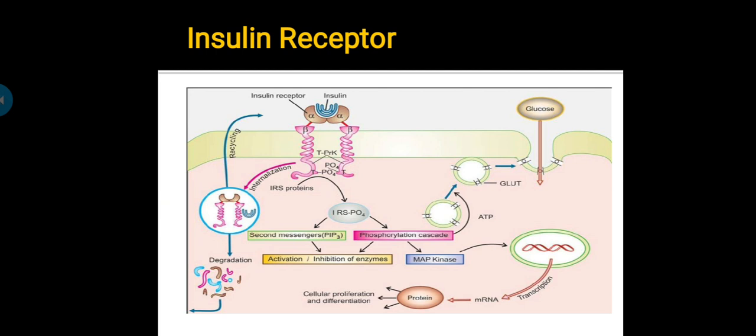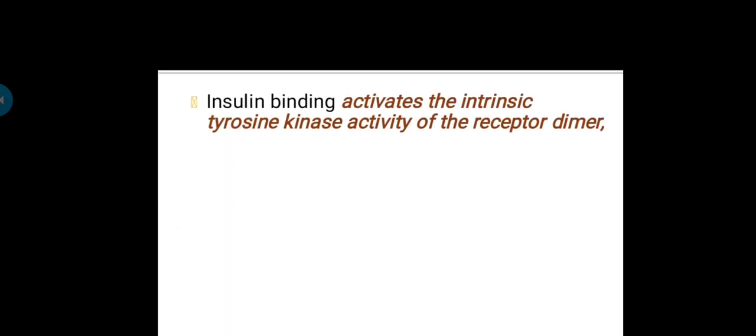So the mechanism of action of insulin, if it is asked, then you have to take this: receptor dimerization, intrinsic tyrosine kinase activity, phosphorylation of the receptor, phosphorylation of the IRS, and then second messenger activity, PIP3, phosphorylation cascade, and activation or inhibition of different enzymes. Activation of which enzymes? Activation of the enzymes which cause glycogenesis, activation of lipogenesis, and inhibition of glycogenolysis, neoglucogenesis, and inhibition of lipolysis. Okay, so these are the effects of insulin.